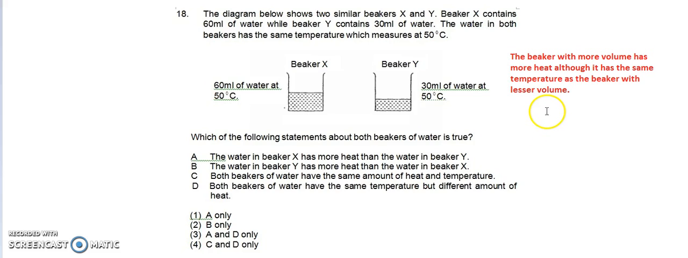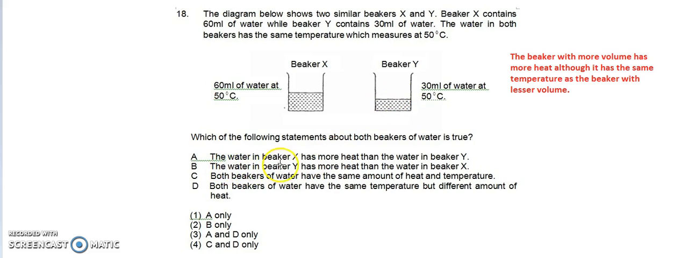Okay, so now with that in mind, let's take a look at the question. Which of the following statements about both beakers of water is true? Option A. The water in beaker X has more heat than the water in beaker Y. Now, beaker X has 60 ml of 50 degrees C of water, while beaker Y only has 30 ml. So, A is correct. The water in beaker X has more heat than the water in beaker Y.